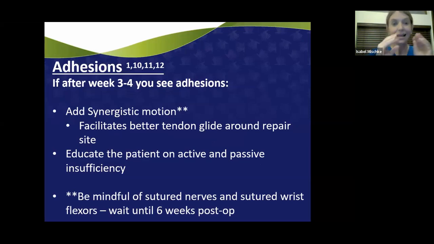But if you see you are ending up with a lot of adhesions, the patient is not getting the tendon glide, then you need to add synergistic motion at around 4 weeks, except when you've got a nerve that was sutured under tension, or when you've got a wrist flexor that was involved in the zone 5 flexor tendon. Then I would wait with the synergistic motion until week 6. But as soon as you reach week 6, it's completely safe to start doing that synergistic motion. Okay.